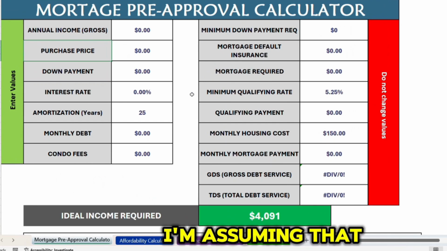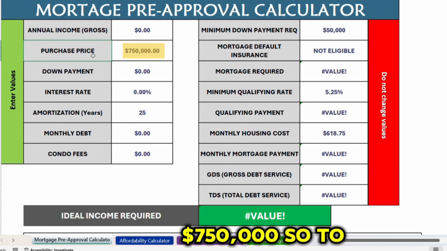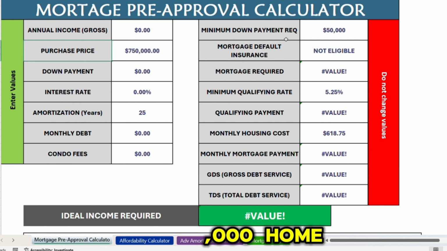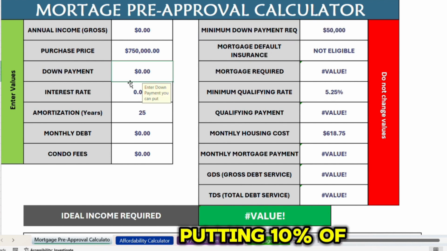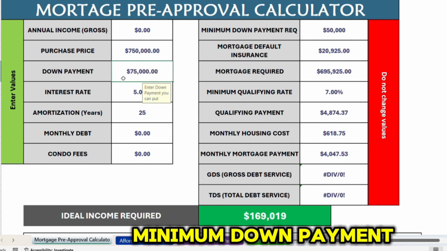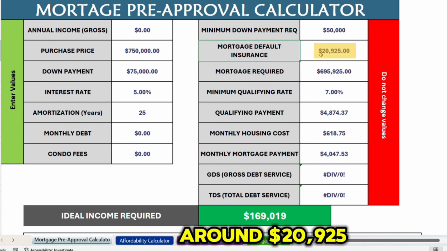In this case, I'm assuming that the purchase price of the home is $750,000. So to buy a $750,000 home, the minimum down payment required is $50,000. For this example, I'm assuming that we are putting 10% of the purchase price, that is $75,000. So on the basis of this down payment, the mortgage default insurance would be around $20,925.